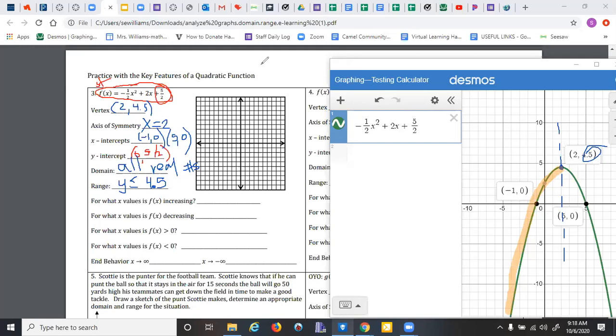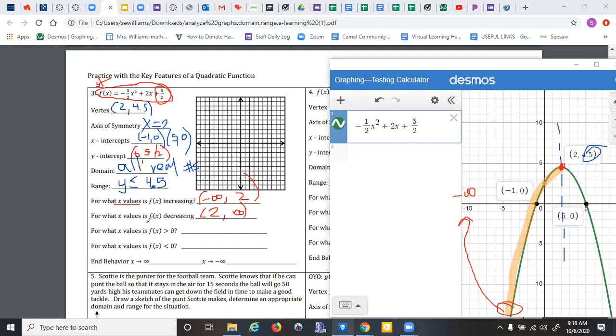What do we write for this if we're talking about x values? What do we call this for the x? Negative infinity. Very good. So it's negative infinity to what? What x value does it stop increasing at? 2. Okay? And then it's decreasing from 2 to what? Positive infinity. Good.